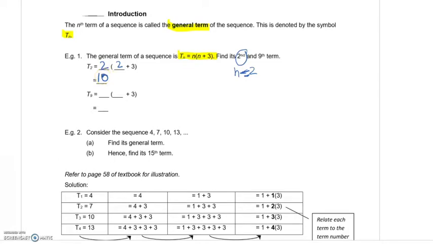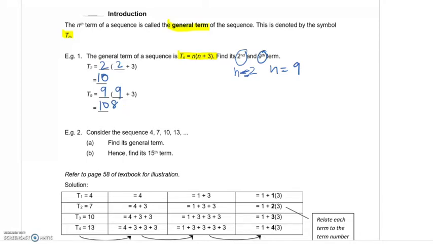Now to find T9, all we're doing is substituting n equals 9. So T9 is just equal to 9 times 9 plus 3, which is 9 times 12, so you'll get 108.